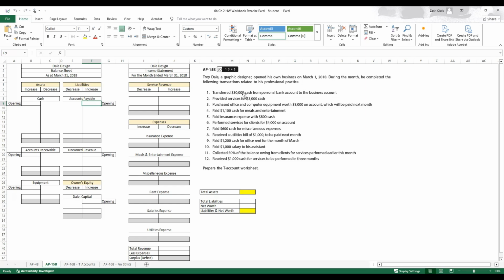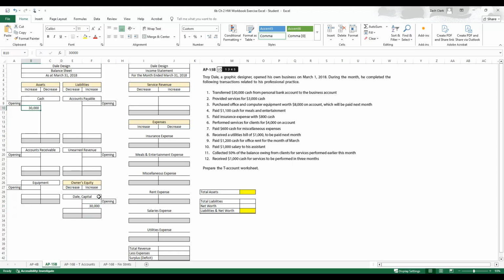The first one says that $30,000 was transferred from the owner's personal bank account to the business bank account. So we'll put in $30,000 on the increase side, and that's an increase in the business's cash assets. And then we're going to put that onto the side of down here in capital. So here we've got capital.